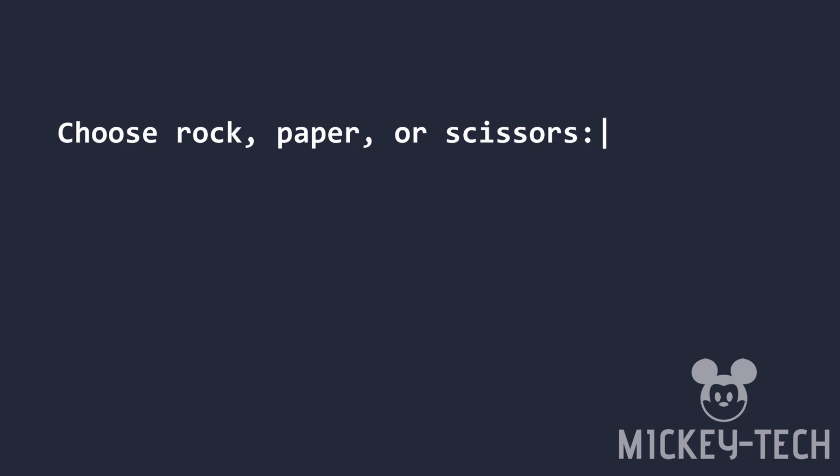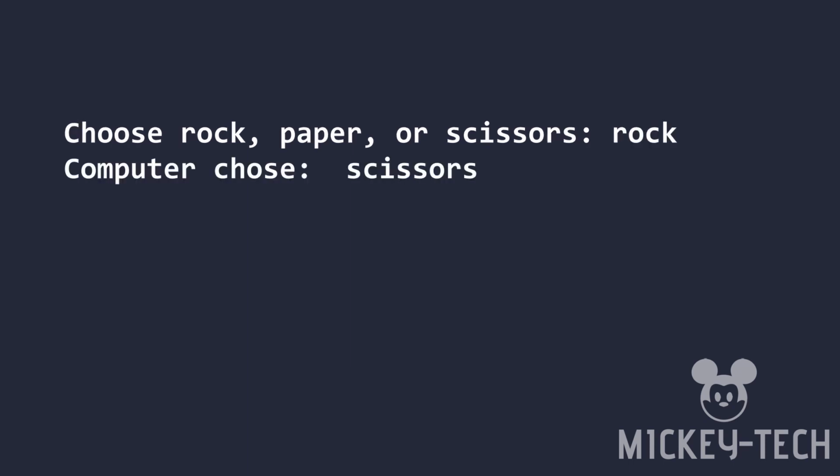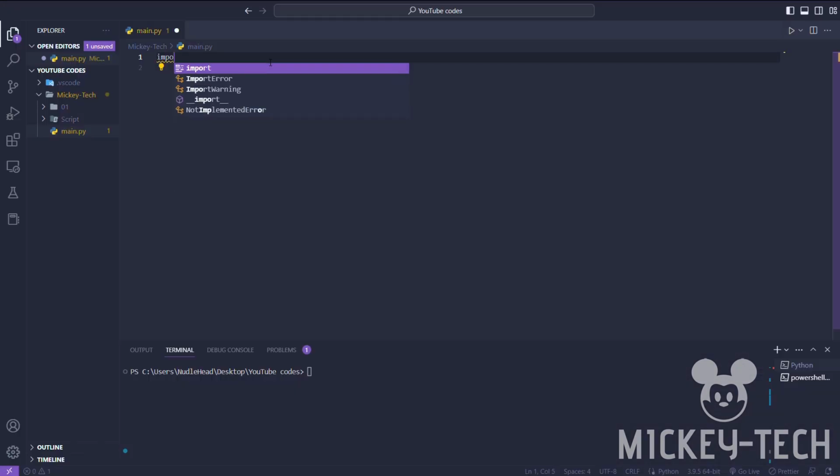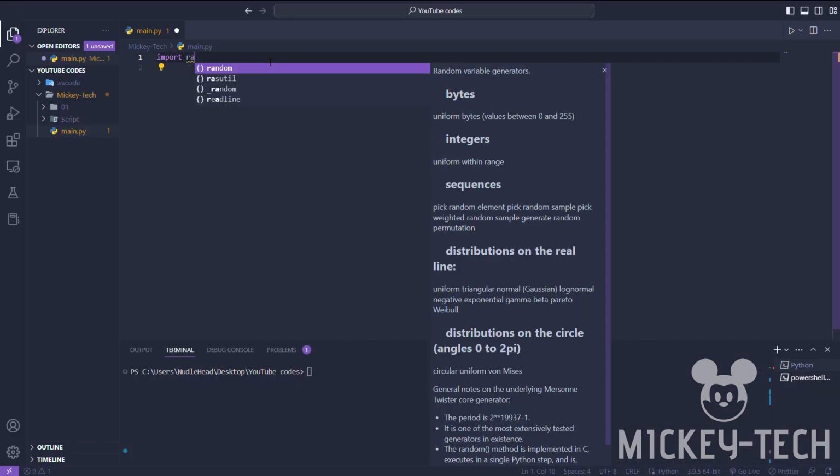Hey everyone, today I'm going to show you how to write a rock, paper, scissors game using Python. Let's start by importing the random module, which will be used to generate the computer's choice.